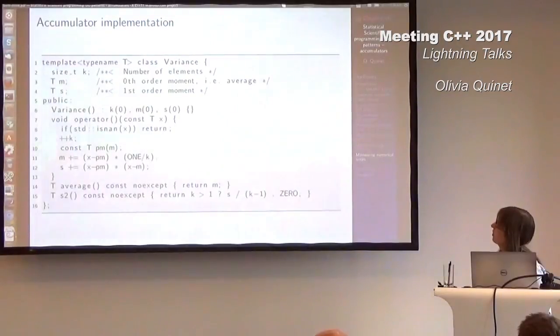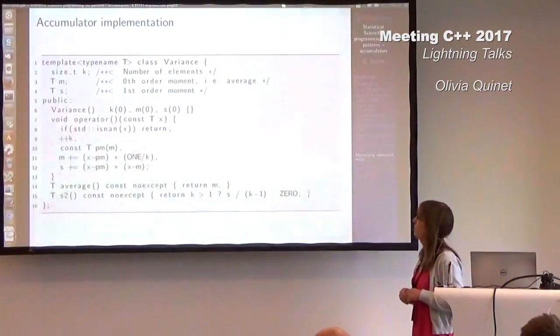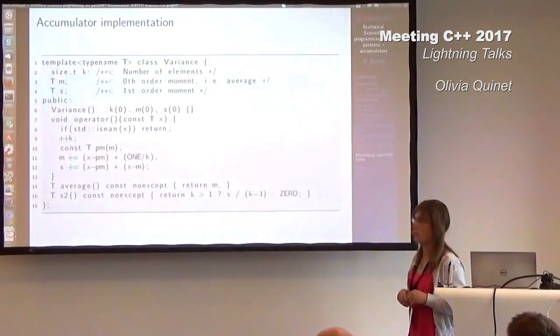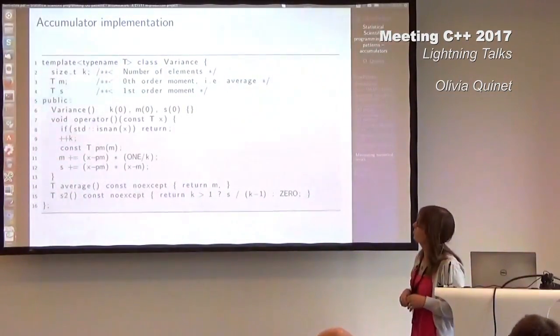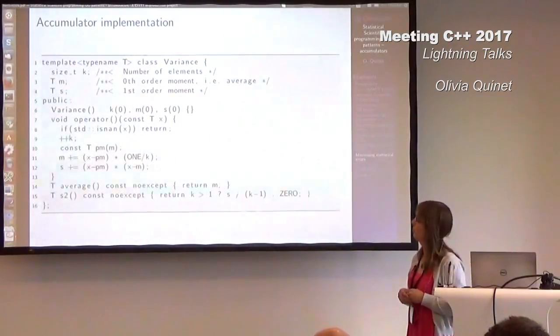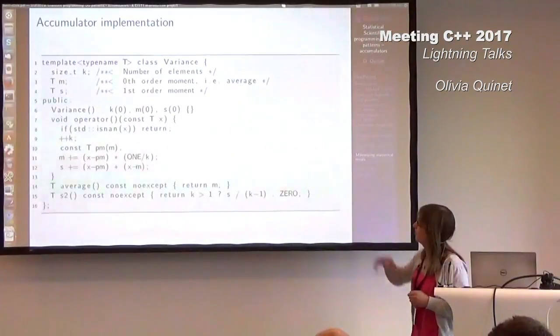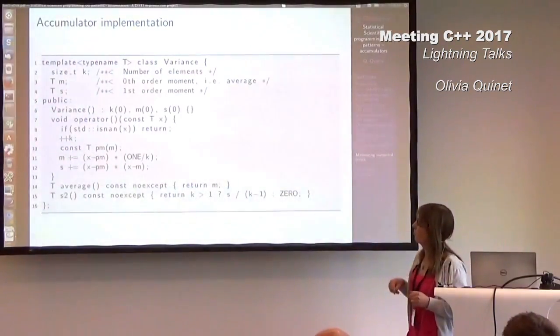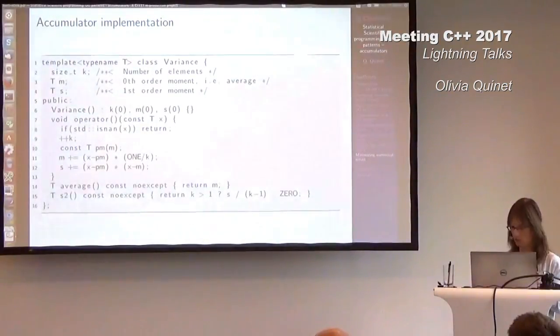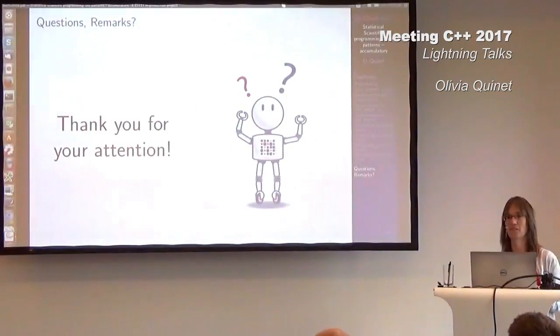So you have the number of elements as size_t, so no problem. Then the first order moment, m and s, which are initialized to 0 first. The operator parenthesis simply adds the element. You just check that you are not adding a non-valid value. You increase the number of elements and you compute, and then at the end you can take the average and the variance by calling average and S2, and you obtain the right result.